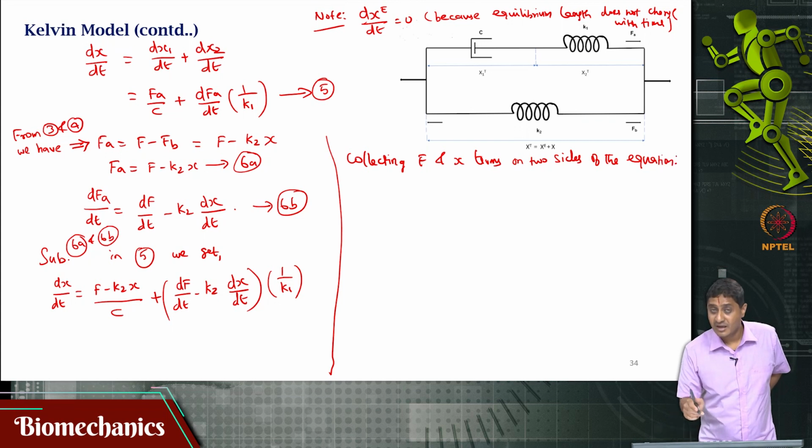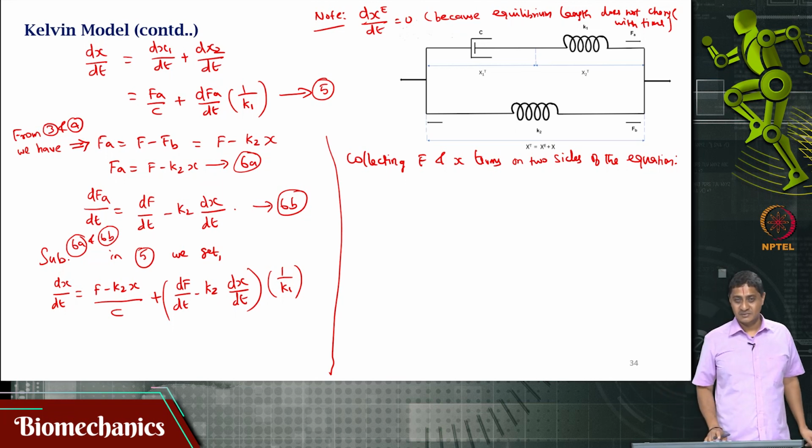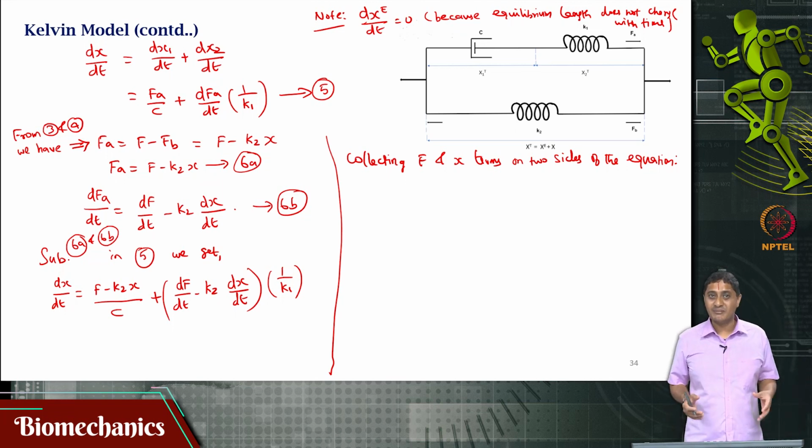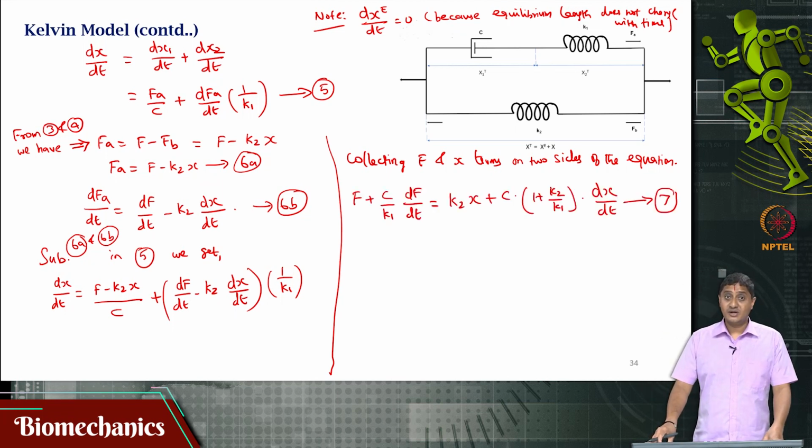So, that is what I am doing. I have achieved my goal, but it seems like a very clumsy, confusing equation. So, I am trying to make it a little bit more neat by collecting terms on two different sides of the equation. That means that I am going to do some algebra. After some algebra, what I get is equation 7. This is what I get.